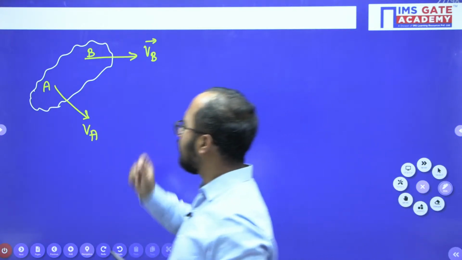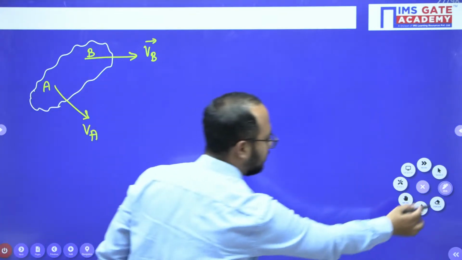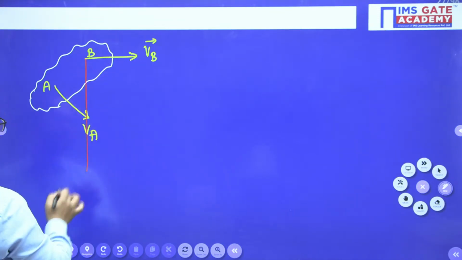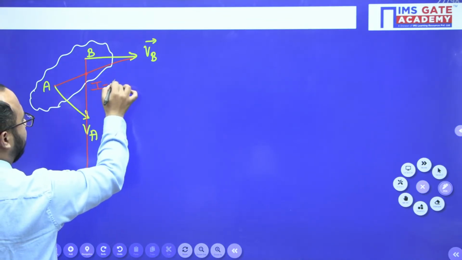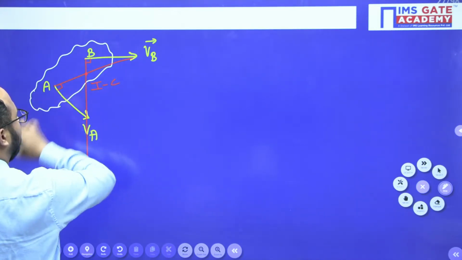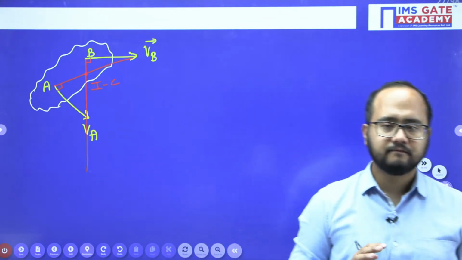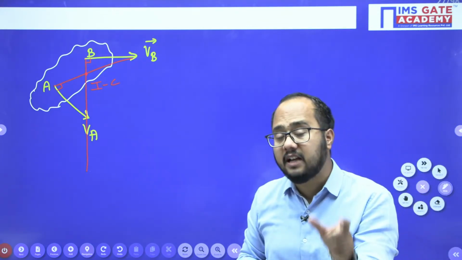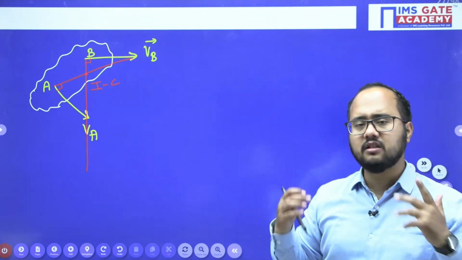What will you do here? Draw the line perpendicular to the velocity vector, like this. Wherever the lines are meeting, crossing or intersecting, that point will be known as the I center. Clear? So in order to identify the I center, draw the line perpendicular to the velocity vector. If you know the velocity vectors for two points, just draw the perpendicular lines.